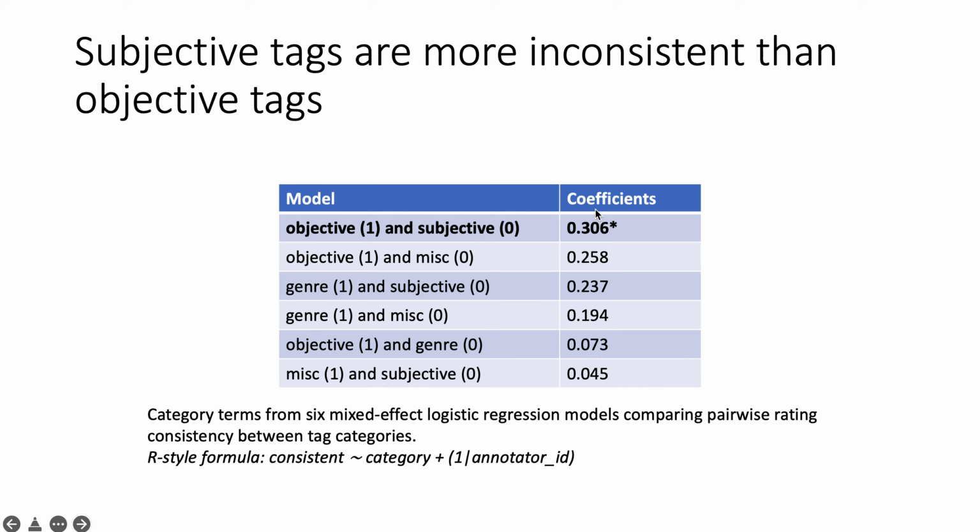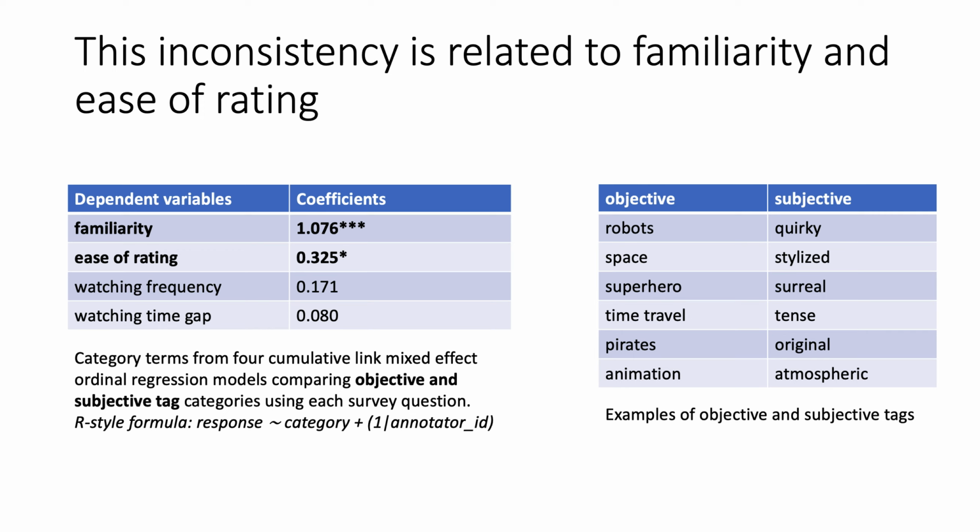These results suggest that subjective tags are more inconsistent than objective ones. In particular, the odds of a rating being consistent for an objective tag were 36% higher on average than for a subjective tag. So this hypothesis that I talked about in the beginning, it was confirmed.